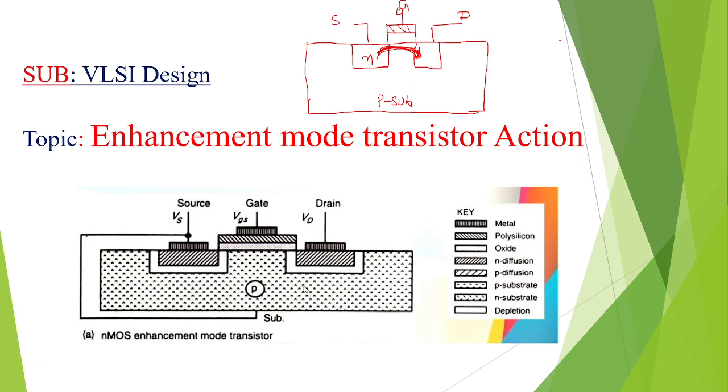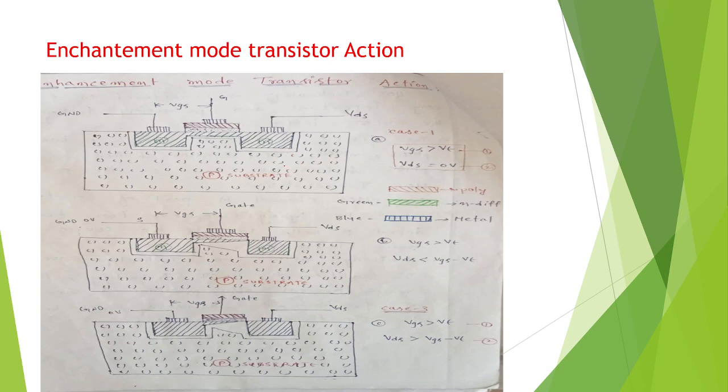And it has three regions. I will explain clearly. One is the cutoff region, and the ohmic or resistive region, and the saturation region. So I will explain clearly what the enhancement mode transistor action is. Here you can see these are the three regions. This is the first case and the second case. Here you can see this is the third case.